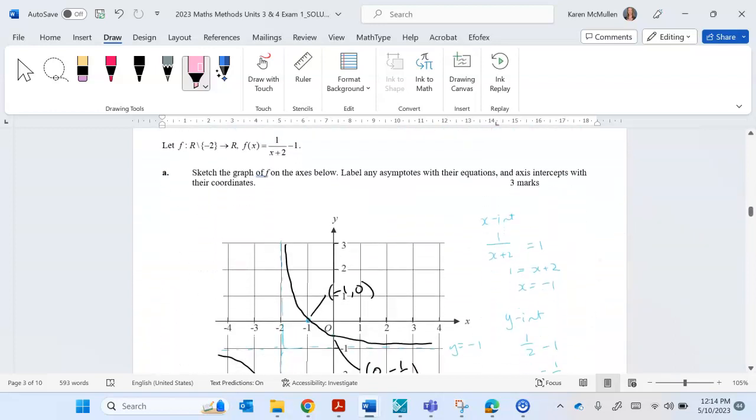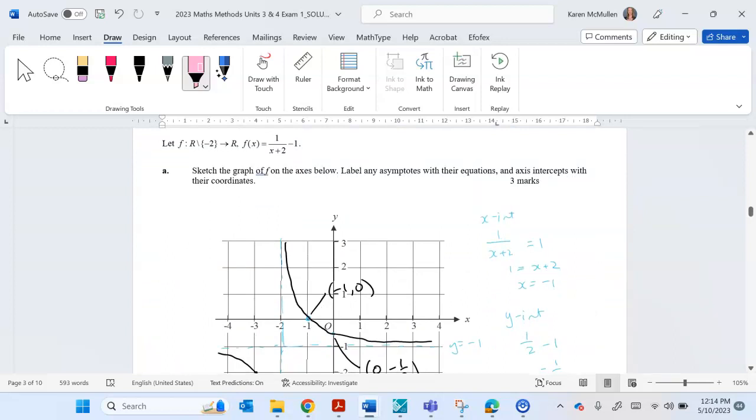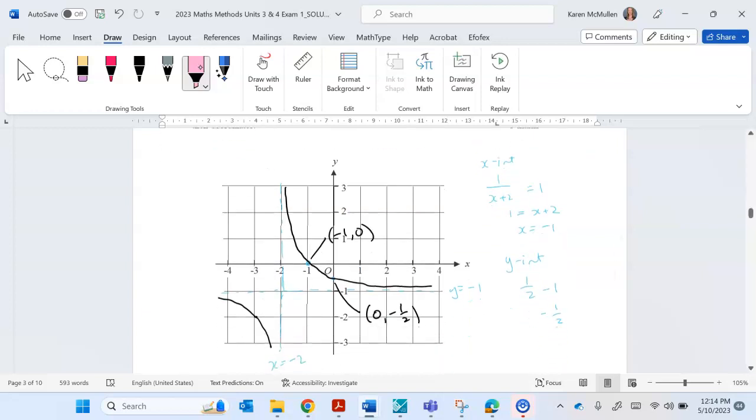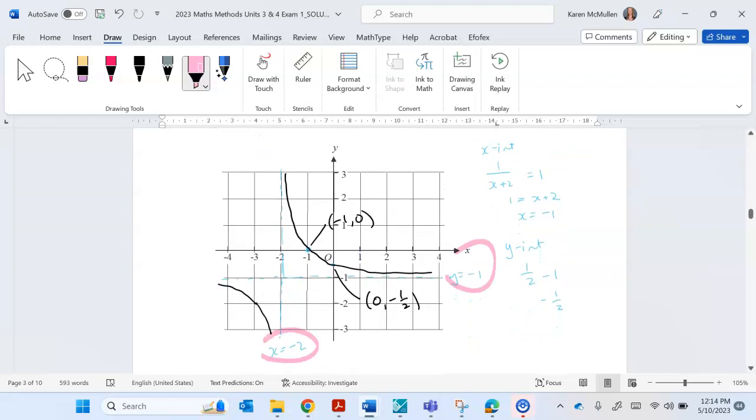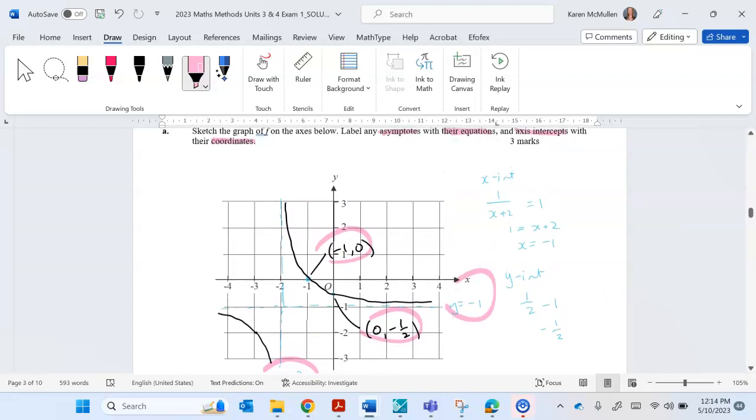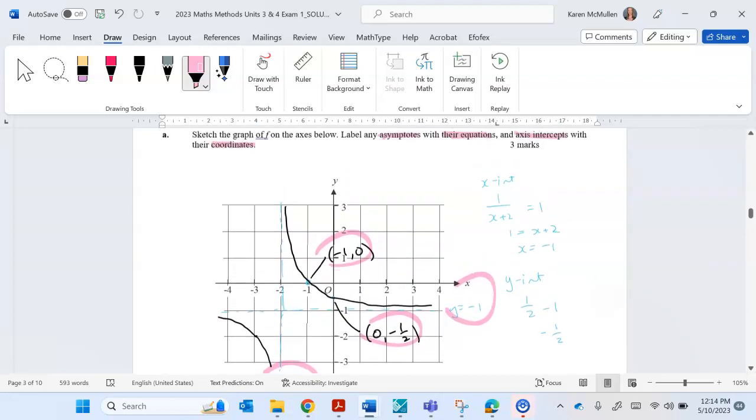But anyway, moving along. All right, so here we've got a sketching question. So we've got to sketch this hyperbola. So we've got 1 over x plus 2 minus 1. So we've got to label asymptotes with their equations. All right, it's not just a matter of putting your dotted line on and leaving it like that. Often we see with their equations, and axes intercepts with their coordinates. So you need to put the actual coordinates on. So you can see I've got the equations there and the coordinates here. On the side, I've just calculated the x-intercept and the y-intercept.